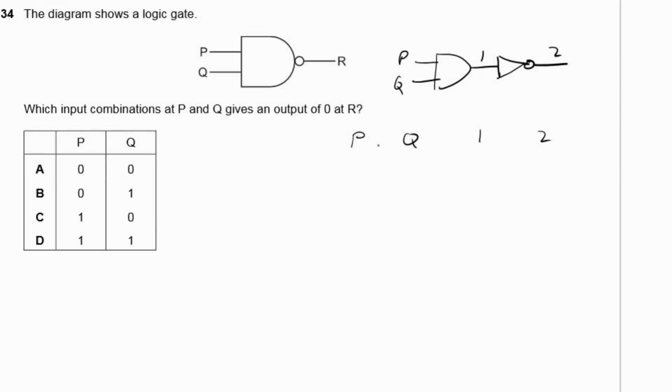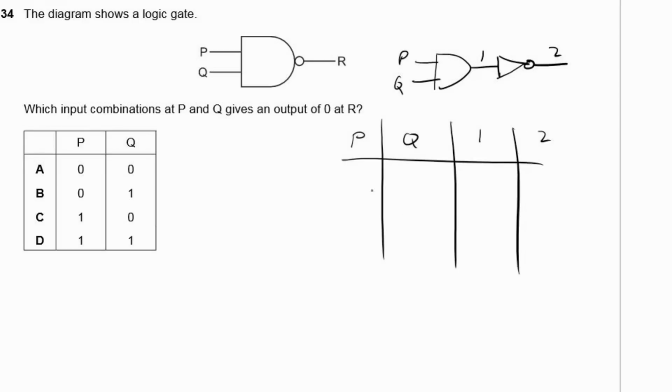We'll analyze what it should be like at each section. So just a little truth table here, best way to do these kind of things. Start with 0, 0, 0, 1, 1, 0 and 1, 1. Okay, for an AND gate, we will get a high output, a 1, if P and Q are both 1. There we go. And 0 otherwise.